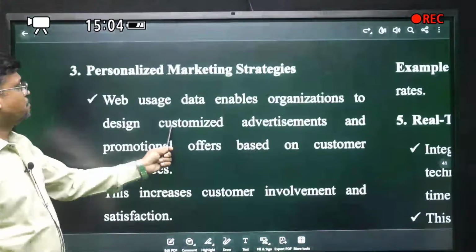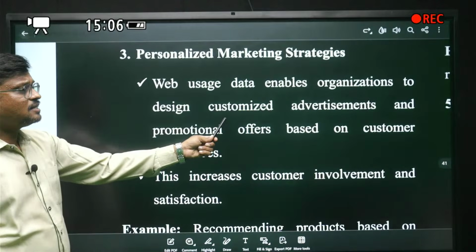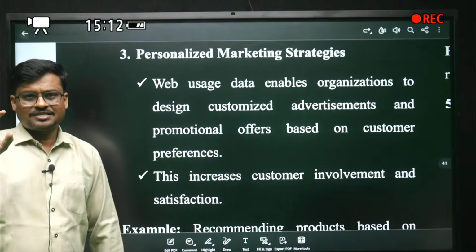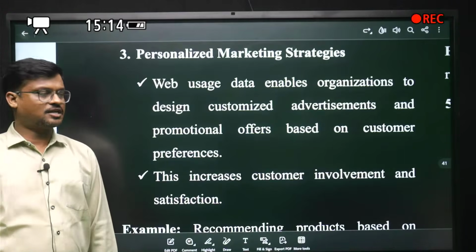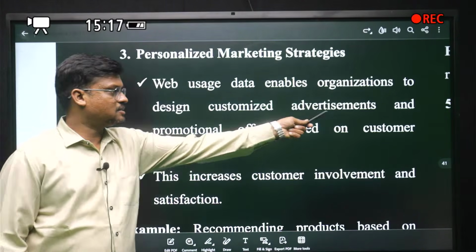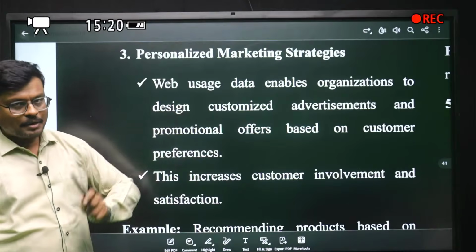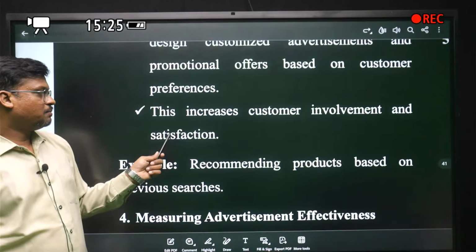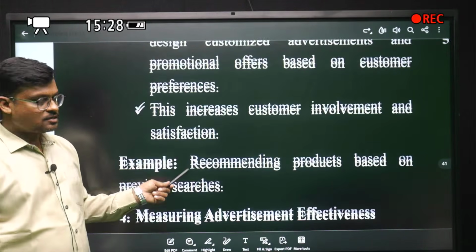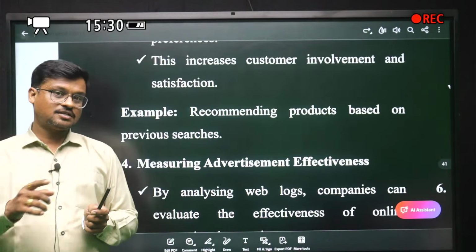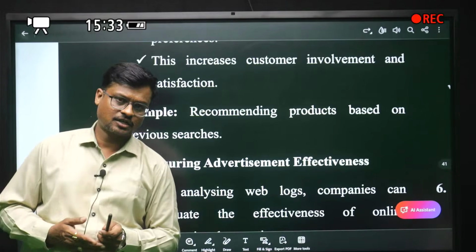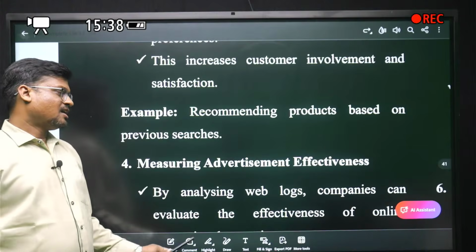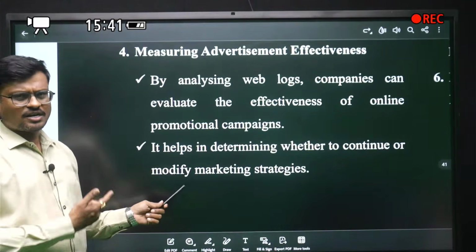The third one is personalized marketing strategy. As I said earlier, instead of sending unwanted information to the user and getting the unsubscription or rejection from the customer, we will send customized advertisements and promotional offers based upon customer preferences. This increases customer involvement as well as satisfaction. That is recommending products based upon the previous search and previous purchase of a customer. Based upon that, we will recommend only those products, instead of unnecessarily sending other products and getting rejection from the customer.